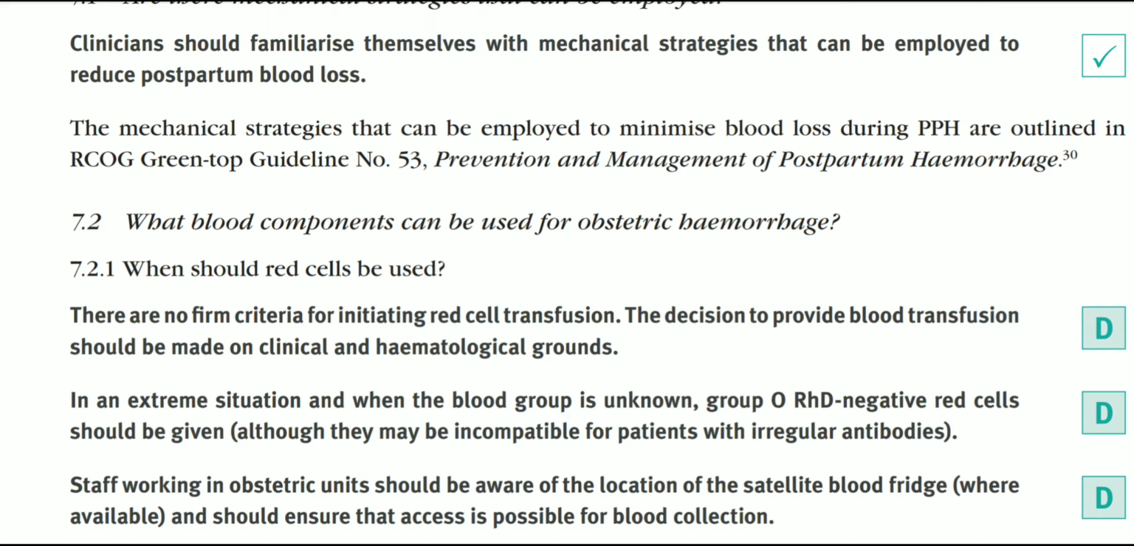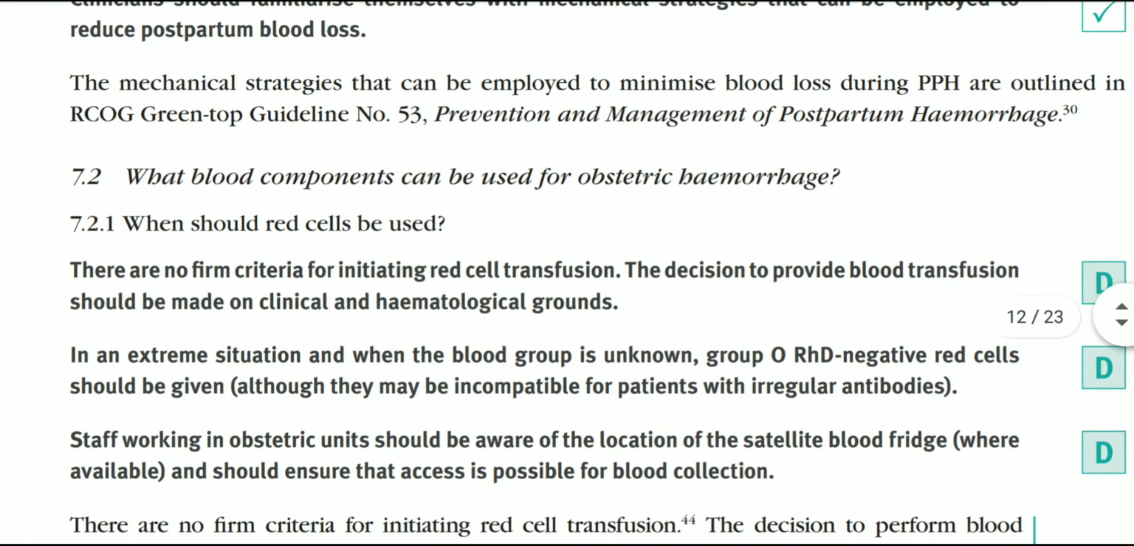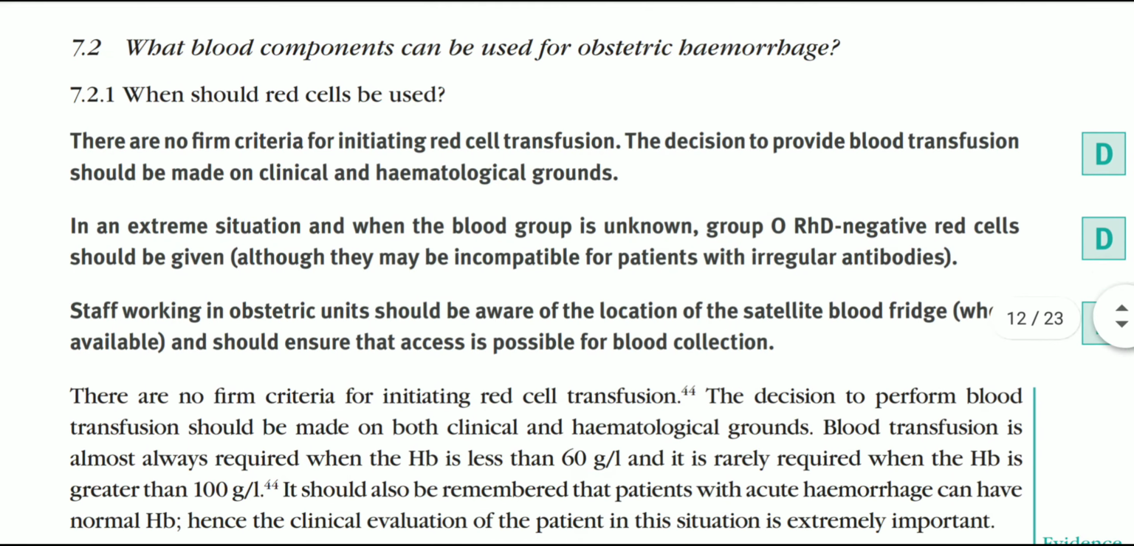Okay, the indication for red cell transfusion is written: there is no firm criteria for initiating red cell transfusion. The decision to provide blood transfusion should be made on clinical and hematological grounds. Okay, and the negative blood group in emergency situation is written here. In an extreme emergency situation, when the blood group is unknown, group O RH negative red cells should be given. Although they may be incompatible for patients with irregular antibodies, as this is an emergency situation, we can use RH negative.